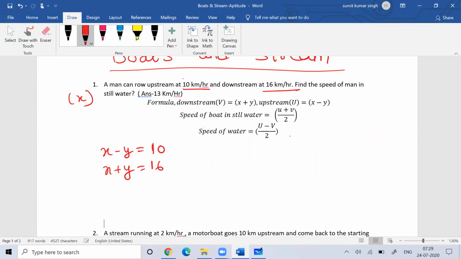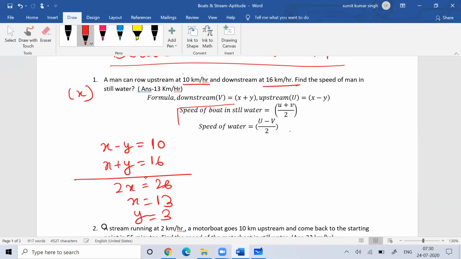I just need to solve a linear equation. If I solve this, I'll get the value of x is 13 and the value of y is 3. So this is one way of solving. The other way of solving, you can remember this formula.